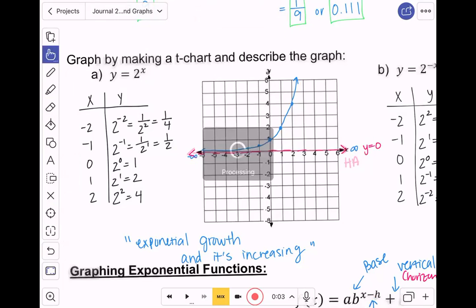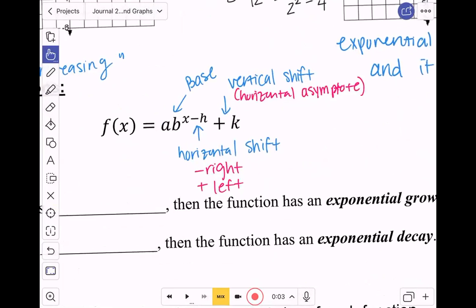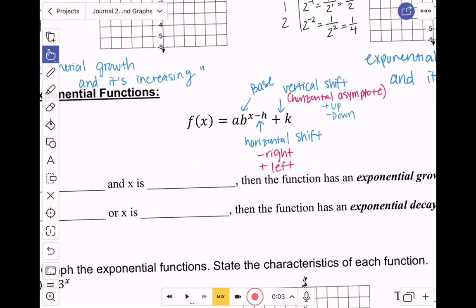So just to give you some background on the shifting here: b is your base, h is your horizontal shift, and vertical shift is pretty much the same as before. Positive means up, negative means down, but it also represents the horizontal asymptote. And that's pretty much it as far as the basics when it comes to shifting.